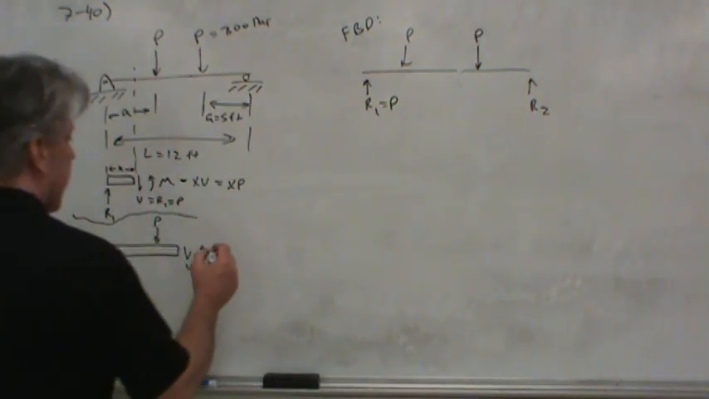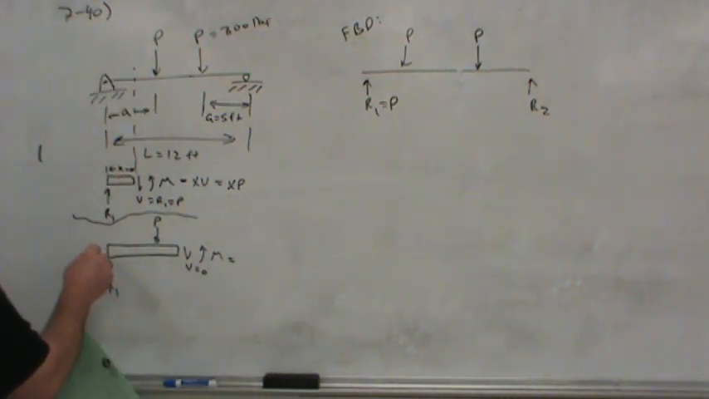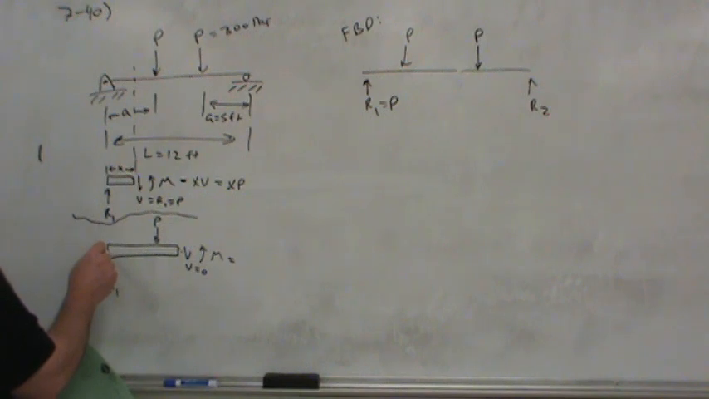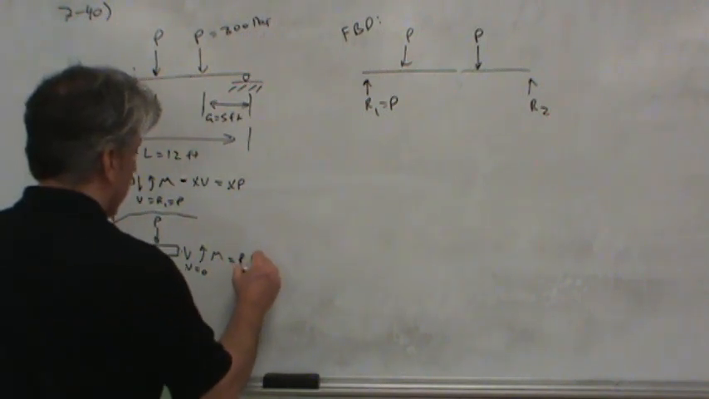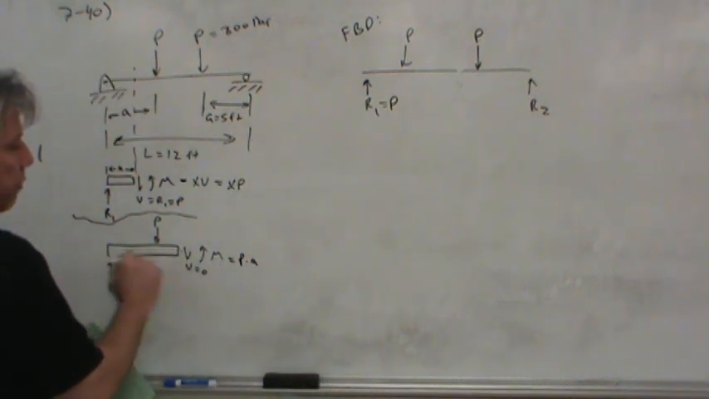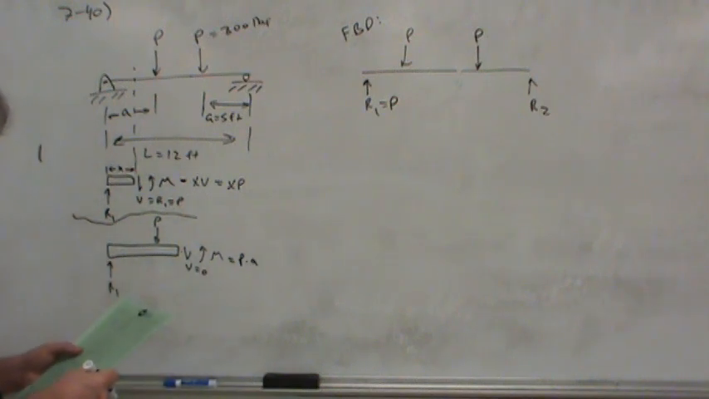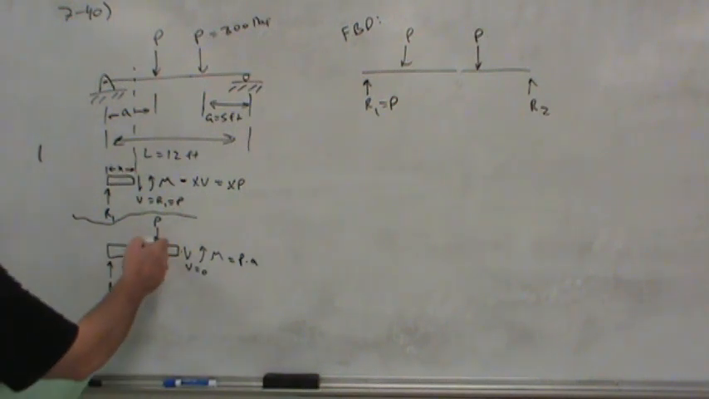Do we need a moment? Yes, we do need a moment. If you were to sum moments about, say, this point or this point, it doesn't really matter where, what you'd find is that you'd have the moment of P plus whatever moment there is in the beam. So the moment within the beam would simply be P times A, and it wouldn't depend where you cut the beam.